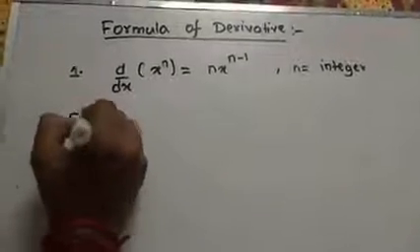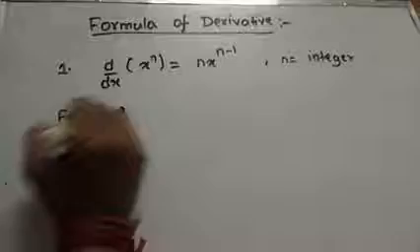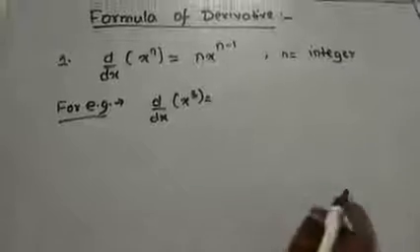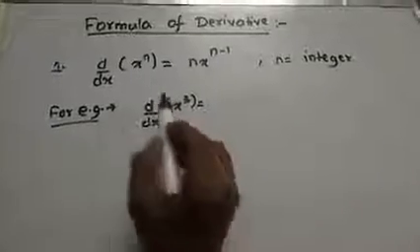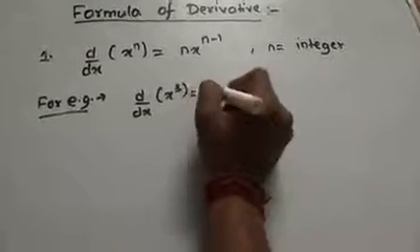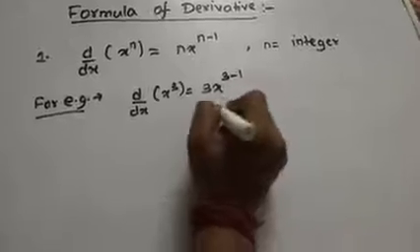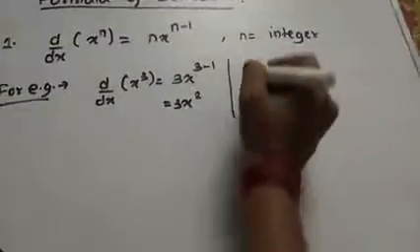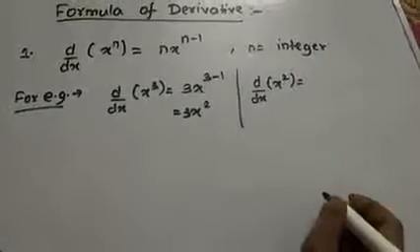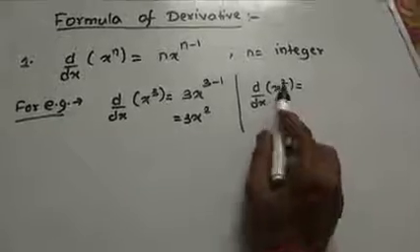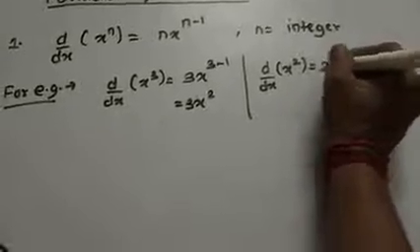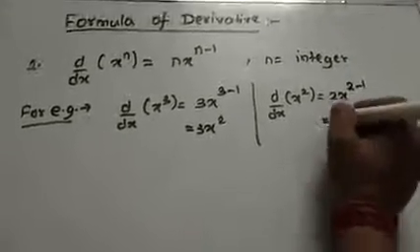For example, if I say d/dx of x cube, so if you compare x cube with x to the power n, what is the value of n here? 3. So we can use this formula, that is 3x to the power 3 minus 1, that is 3x square. Another example, d/dx of x square. Now here if you compare x square with x to the power n, what is the n here? 2. So according to the formula, 2x to the power 2 minus 1, that is 2x.